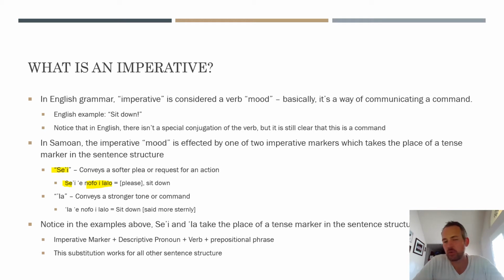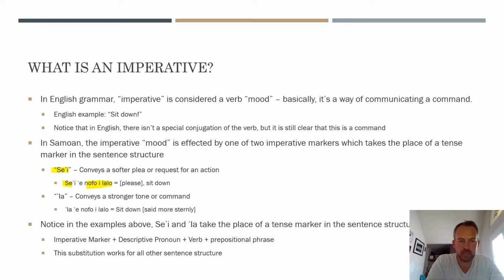And again, you're not really saying please in that sentence, but because you're using se'i, it's a little bit more polite. It's less of a you must do. It's more of like won't you please. But notice that the sentence structure of tense marker, descriptive pronoun plus verb still holds. It's just instead of a tense marker, we're dropping in the imperative marker.